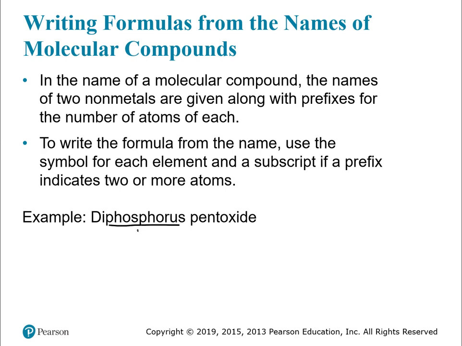phosphorus is our first element. We write that down. This prefix is di. That means two. That's the subscript for phosphorus. We jump on over to the second word, and we first identify what element we have. Ox comes from oxygen. Pent is from penta, which means five. So that's our subscript. P2O5 is the formula.